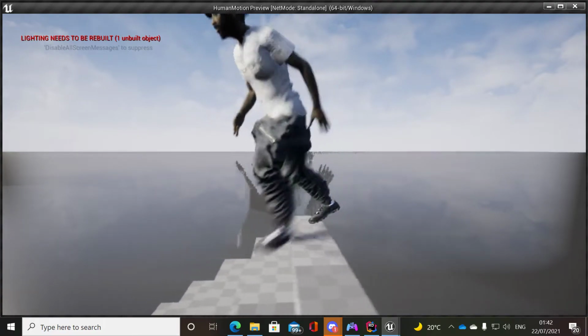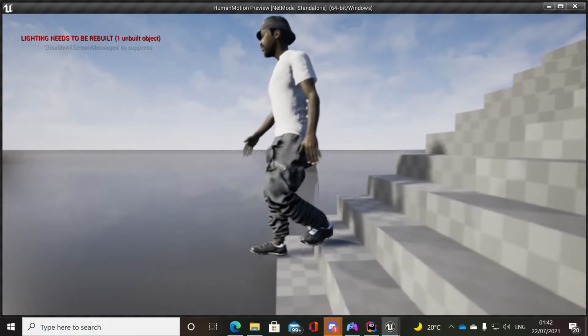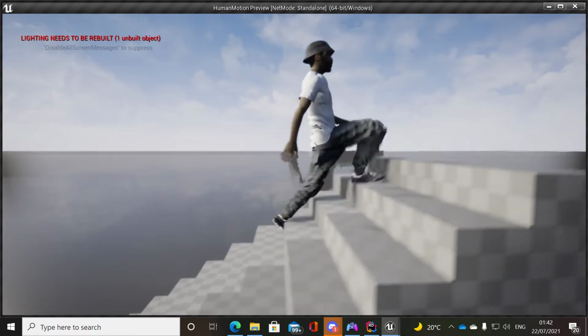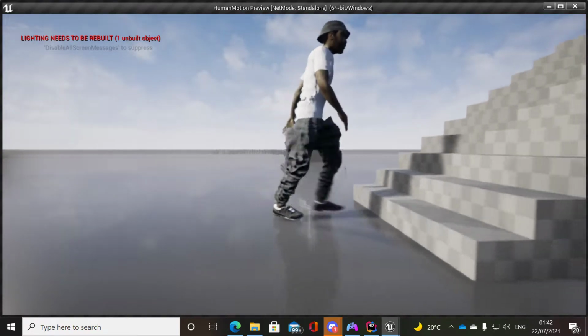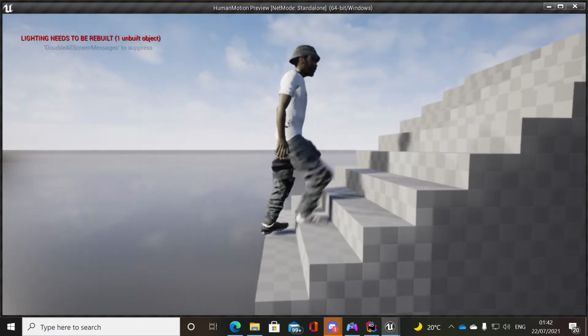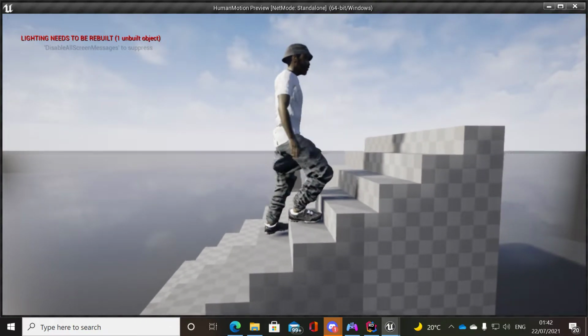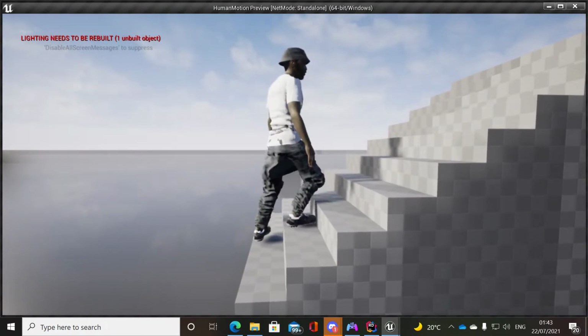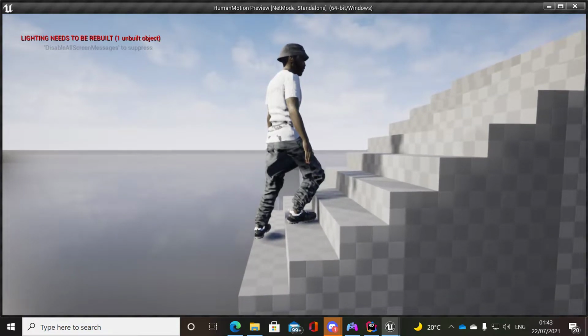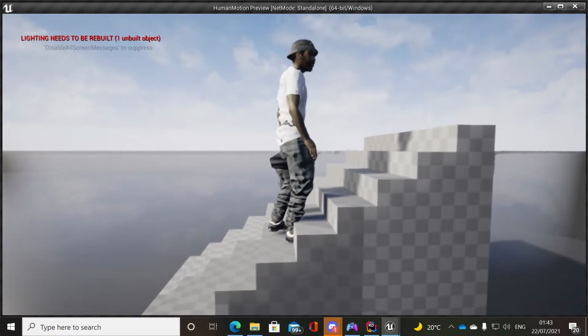Yeah, the thing that I don't like about the stairs is that it doesn't take a step, it takes like 10. And it kind of slides through. Yeah, actually, the stairs are horrible. It goes through the stairs, and then pops up on top.